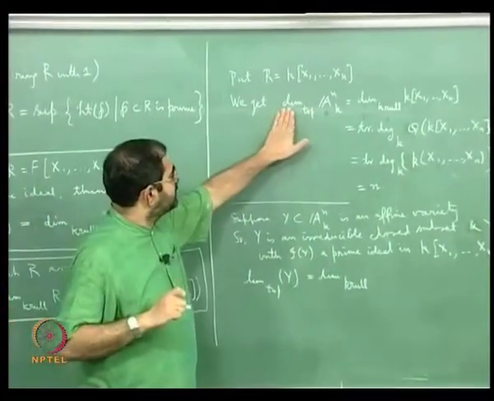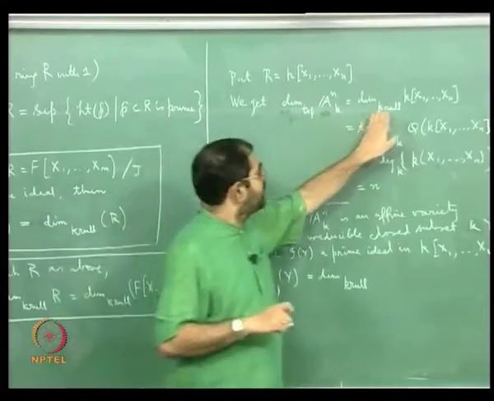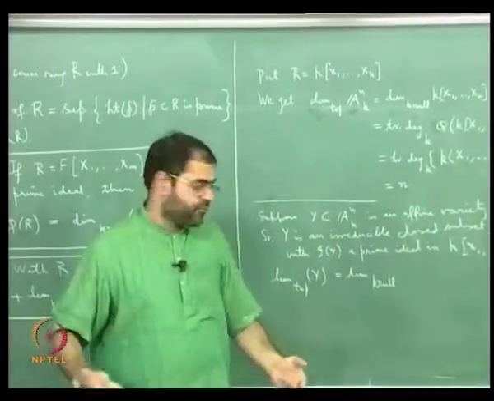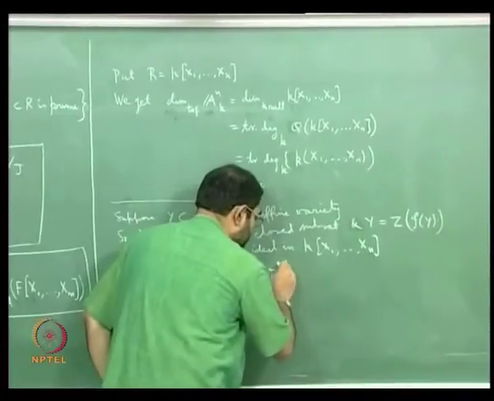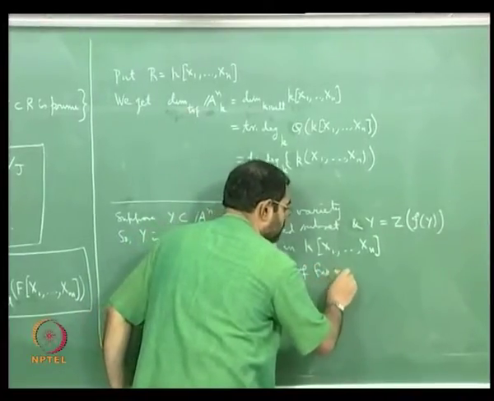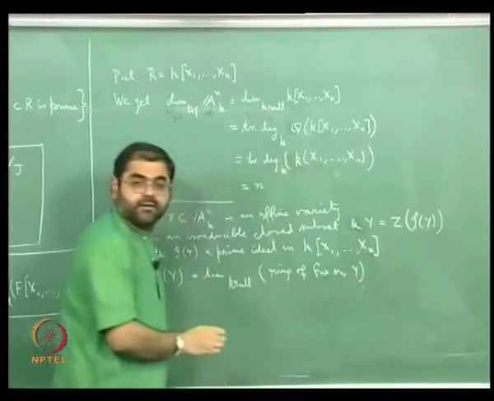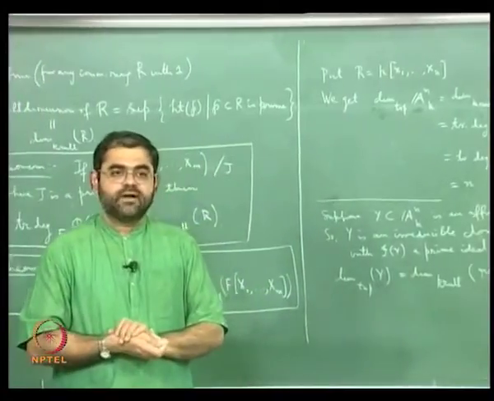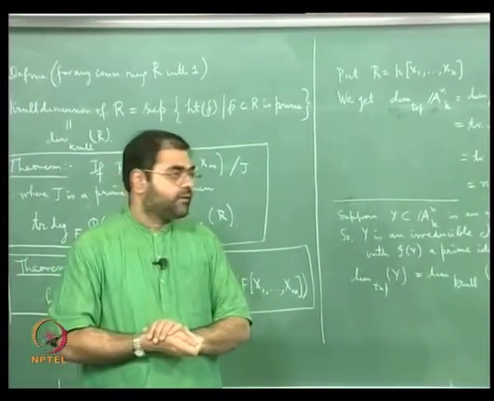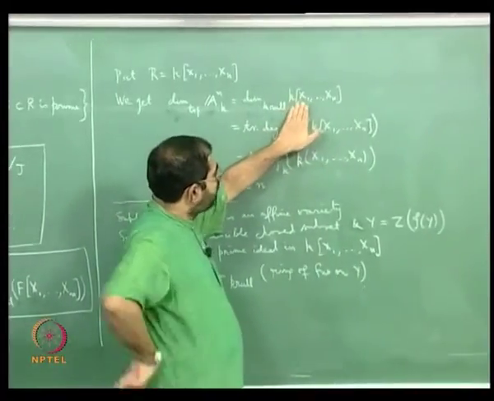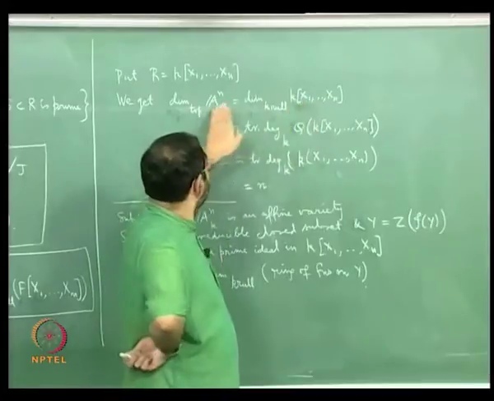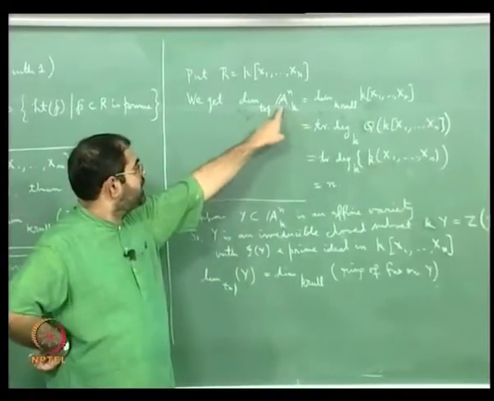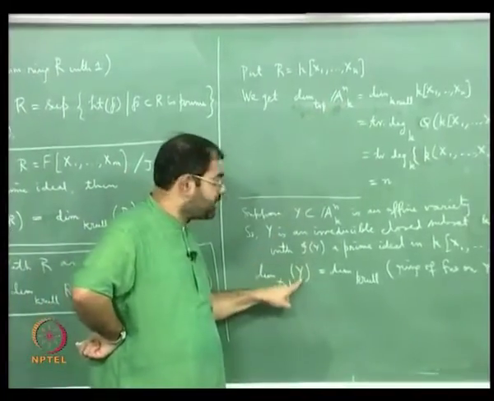Look at this statement. The topological dimension of the space is the Krull dimension of the ring of functions on the space, and the ring of functions on the space is all the polynomials. So here I should write the ring of functions on Y. But what is the ring of functions on Y? All polynomials which are functions on the whole affine space are also going to be functions on Y, because after all if you take a polynomial, I can evaluate it on affine space, and I can also evaluate it on a subset of the affine space.